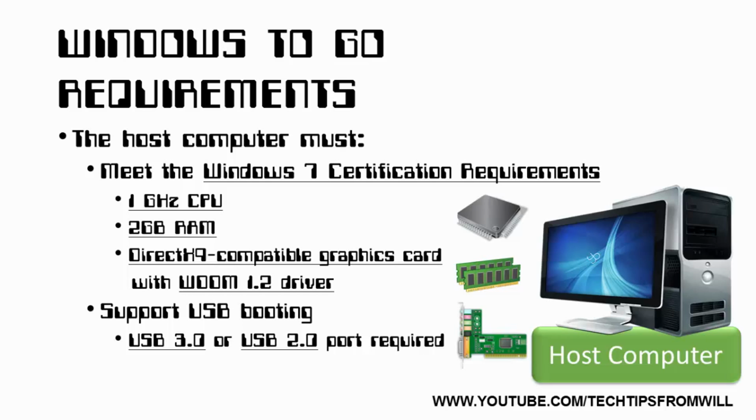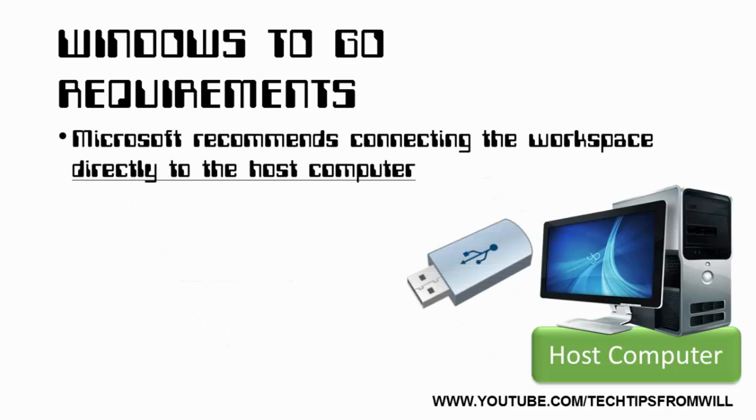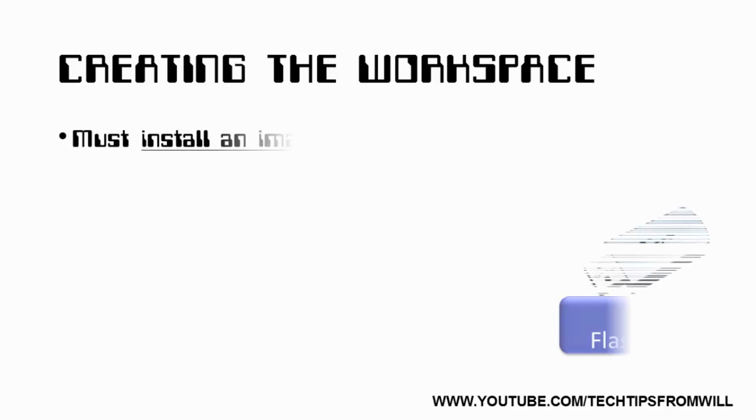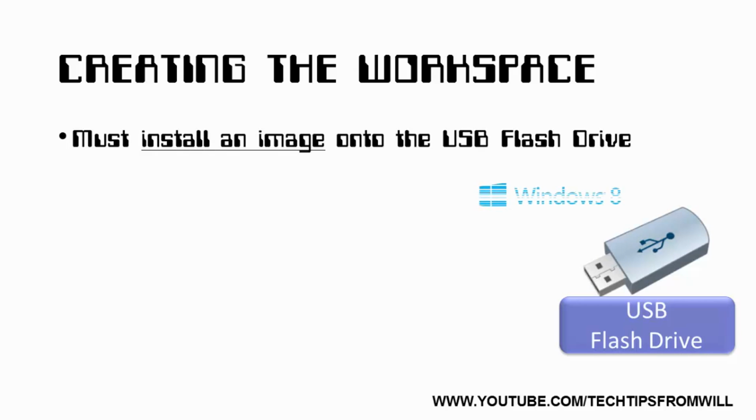It is worth noting at this point that Microsoft recommends that you connect the Windows to Go flash drive directly to the host computer and not to a USB hub. In fact, a Windows to Go flash drive connected to a USB hub is not supported by Microsoft. This covers the requirements for Windows to Go, which brings us to our next topic of how to create the workspace. To create a Windows to Go workspace, you will have to install an image of either Windows 8 Enterprise or Windows 8.1 Enterprise onto the USB flash drive.